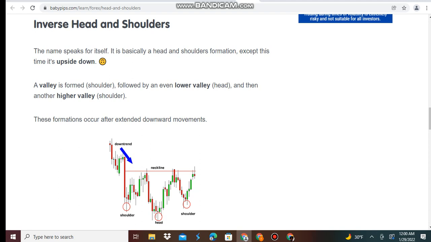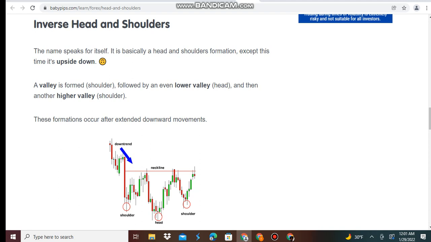So it's called the inverse head and shoulder pattern, as it will go down, create the first shoulder, go up, go down again, create the head, go up again, and then go back down, create the last shoulder, and then go back up. The head will be the lowest point, and the shoulders will never go below the head.